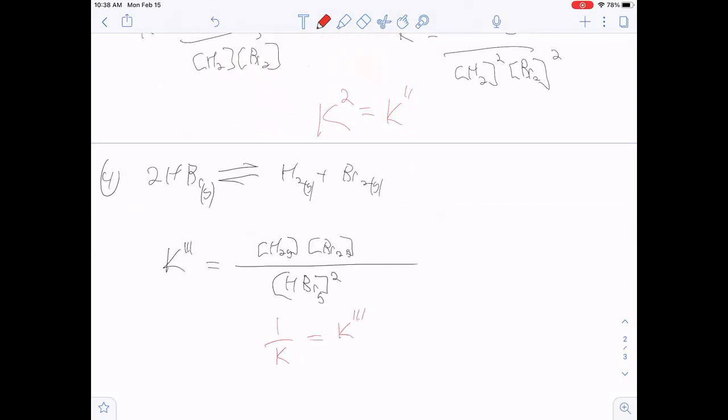So if I flip the reaction, it's 1 over. What's another name for saying 1 over? K to the negative first. Okay? So if you flip the reaction, your K is going to be 1 over K. All right? So there'll be problems like that on your homework.